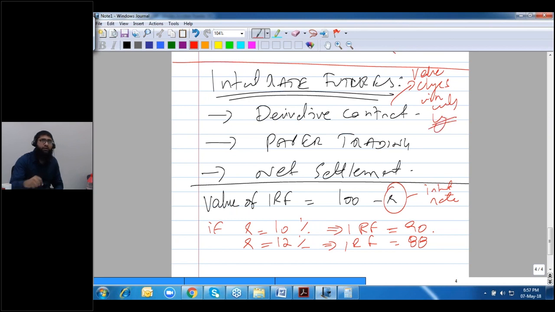Like if I talk about the interest rate future, the value of this interest rate future is going to keep on changing with the interest rates. The market interest rate would keep on fluctuating, and the value of the interest rate future would also keep on fluctuating. So its value changes with the value of the underlying item. That's number one. Now number two, whenever the futures contracts are there.